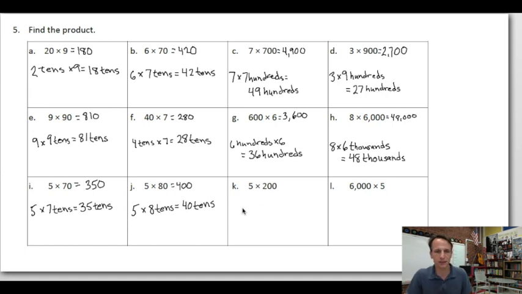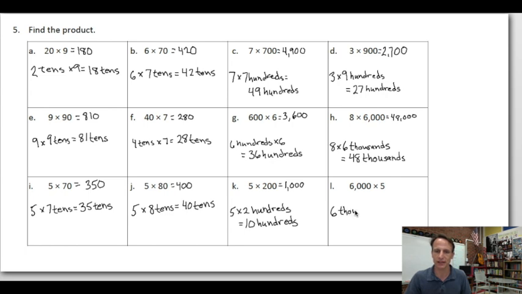And in K, 5 times 200, we have 5 times 2 hundreds. Well, how many hundreds is 5 times 2 hundreds? Well, 5 times 2 is 10, so it's 10 hundreds. And 10 hundreds is equal to what? Oh yeah, you know that. Chase, we've been doing place value for months now, it seems. 1,000.